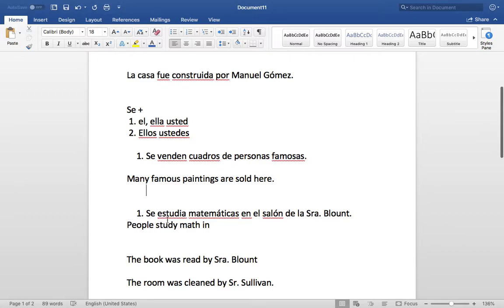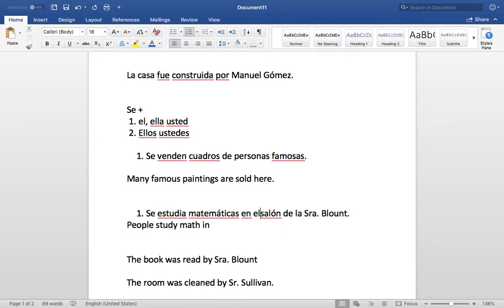Now here, se estudia matemáticas en el salón de la señora Blunt. Okay, so this is again general information, okay? The information goes to everybody. The whole thing means people study math in Señora Blunt's classroom. So my classroom is being used for those people who want to study math. All right, so here it's singular. You conjugate it in the él, ella, usted form because we're talking about salón and it's only one salón.